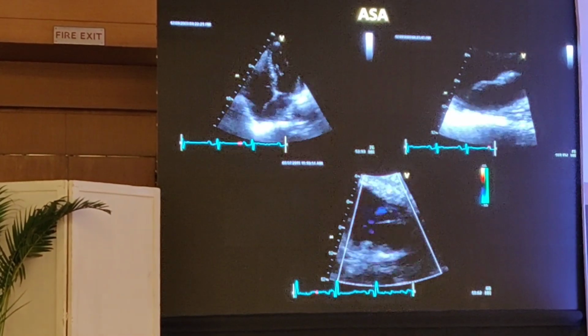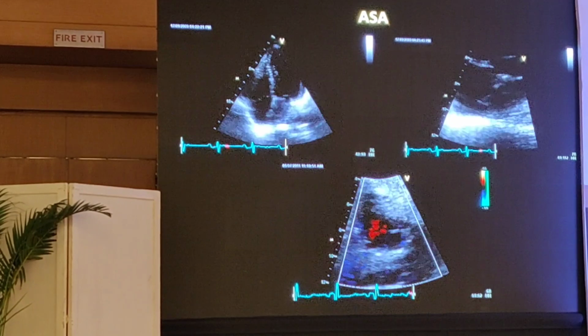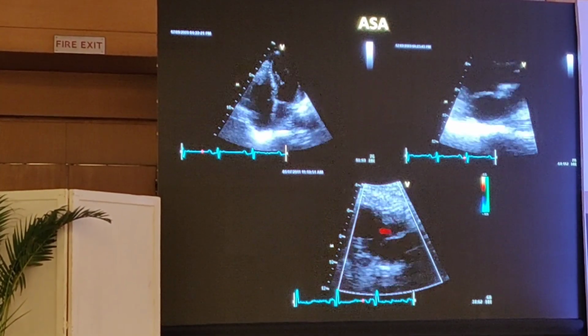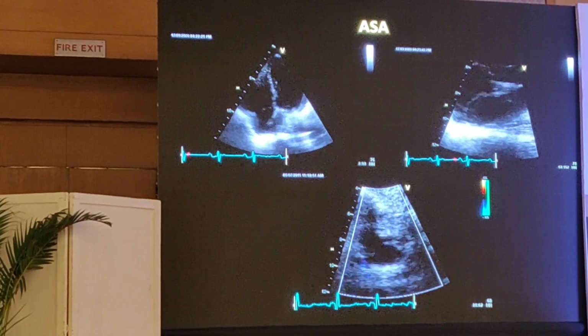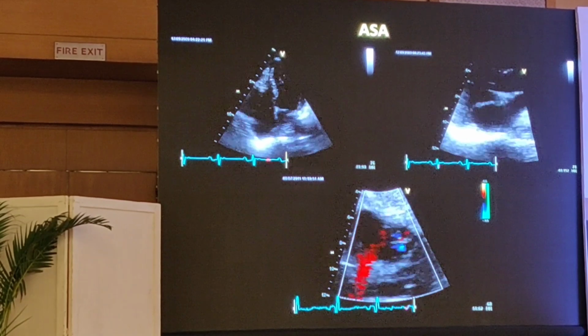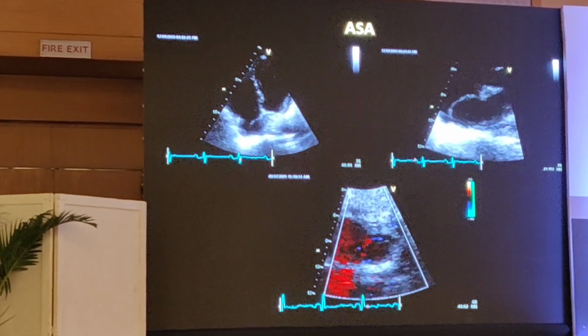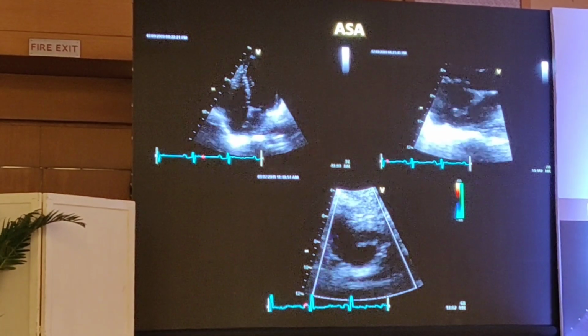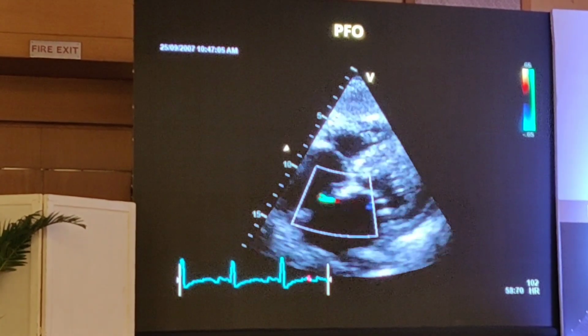If you do see it, your job is to see whether there is a patent foramen ovale, and if there is an associated clinical presentation, for example a stroke, then you have to look a little more closely and see whether there is any thrombus associated with it. Otherwise you just report that it is there. And then you have the patent foramen ovale.